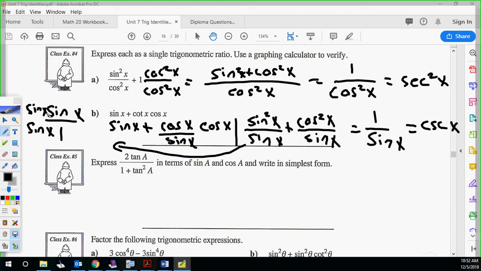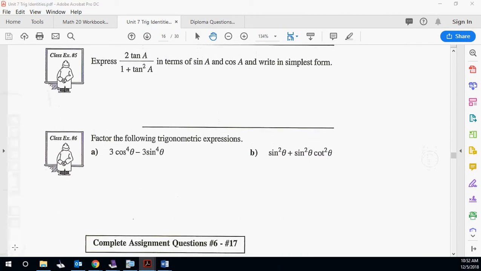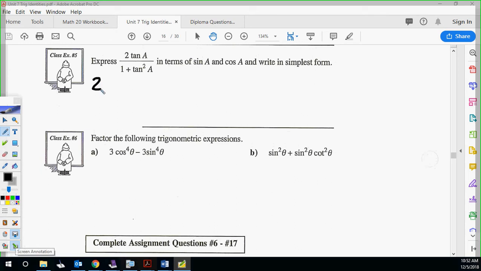Okay, so express 2 tan A over 1 plus tangent squared A in terms of sine A and cosine A and write in simplest form. Okay, so we're trying to convert this to just sines and cosines and then simplify as much as we can. So the first thing I'm going to do is change my tangents to sine and cosines. So I'm going to go 2 sine A over cosine A over 1 plus sine A squared over cosine squared A.